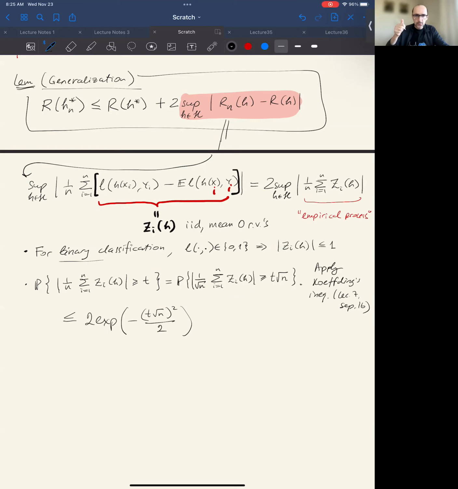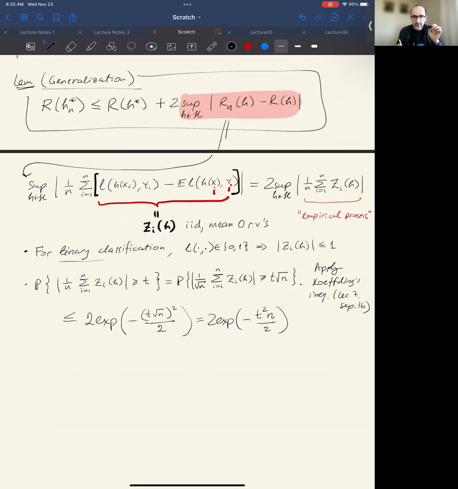Yeah. Good. Agreed? Okay, cool. So why is it so good? It's good because the thing becomes exponential in n. N is great, n is big. So exponential in minus n will drive this probability down to 0 very quickly.